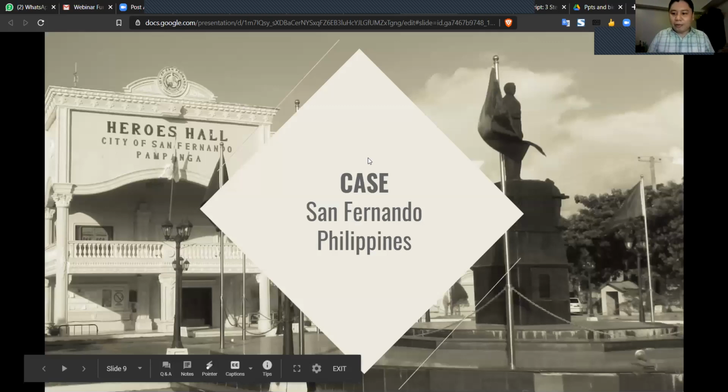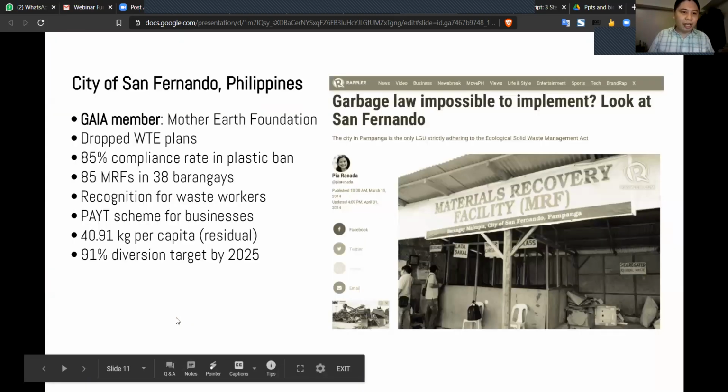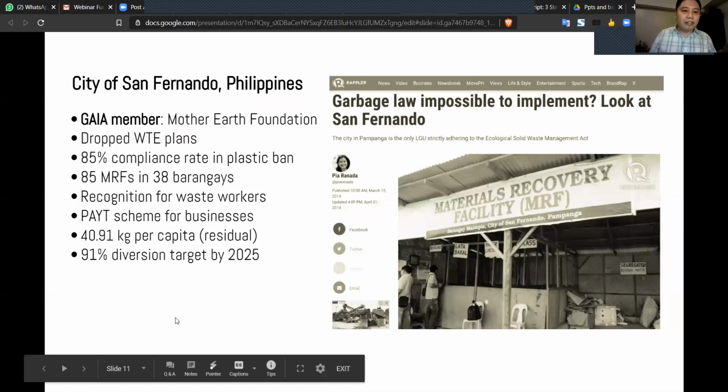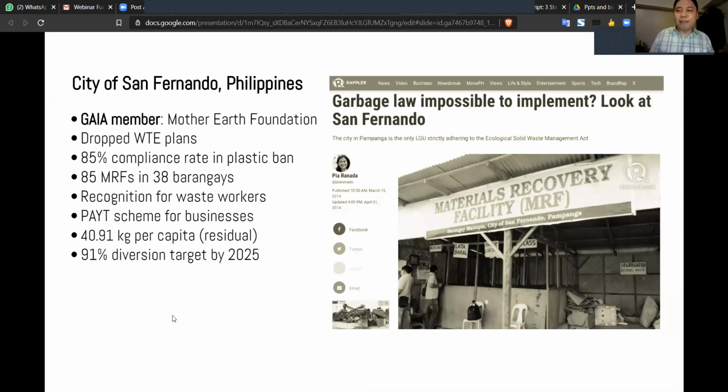So I'll move towards the case about San Fernando, Philippines. So just to give you a background about this city. So we've featured this city a number of times. This city in the Philippines partnered with a member, Mother Earth Foundation, to increase its waste diversion rate from 12% in 2012 to about 82% in 2019. And you'll see in the screen some of the notable milestones from this city. And they're actually targeting a 91% diversion rate in 2025.